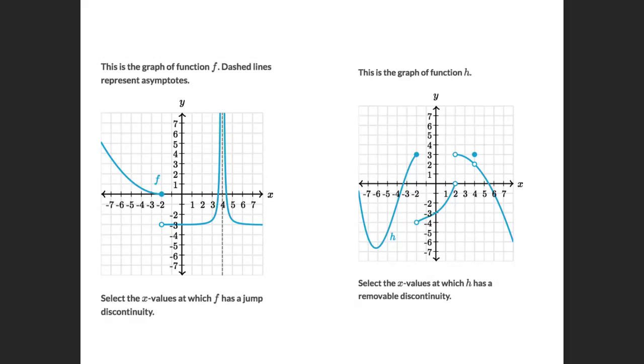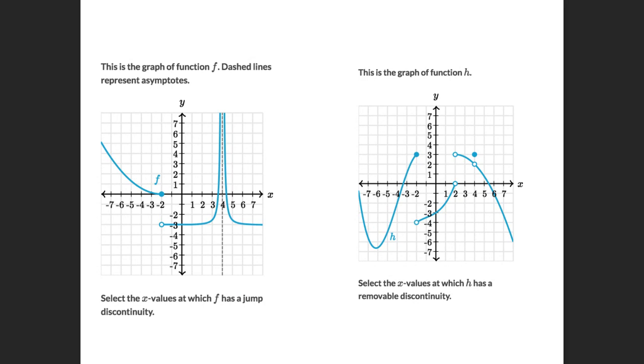So this is the Khan Academy kind of stuff that they would give you. It says this is a graph of a function. Dashed lines represent asymptotes. So this is an asymptote right here, a vertical asymptote. Select the x values at which f has a jump discontinuity. Okay, so in the first graph, where does the graph have a jump discontinuity? What x value?